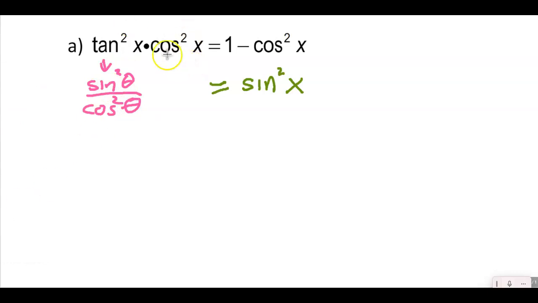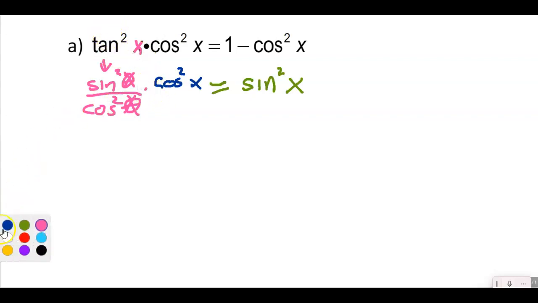And cosine squared, there's nothing to simplify there, so it's just cosine squared. Actually, I should be using x right here. Sorry. It should be x, not thetas. I think those thetas. X's. There we go.